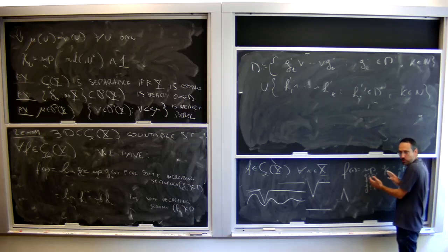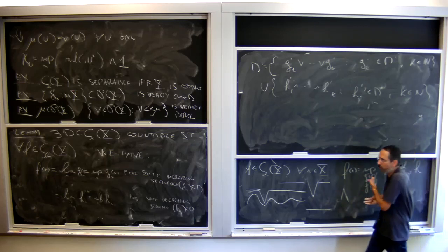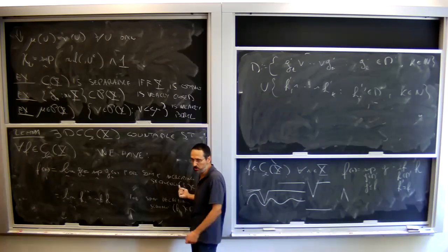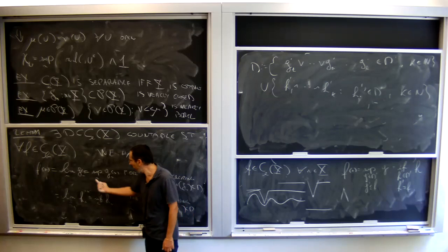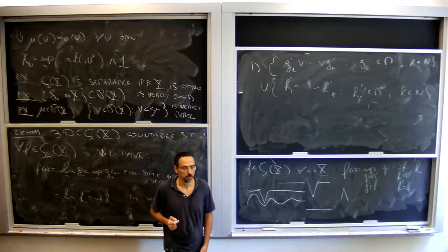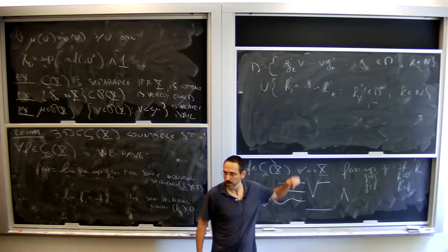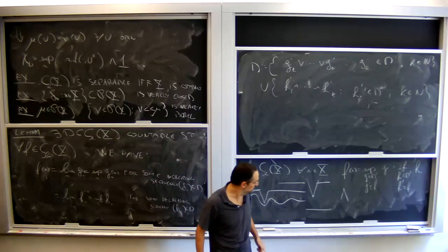This sup is actually also equal to the limit of the increasing sequence made by the first function, the max of the first two, the max of the first three, et cetera. Then you are producing an increasing, or at least non-decreasing, sequence that is pointwise converging to f. And similarly for the upper bound, right?